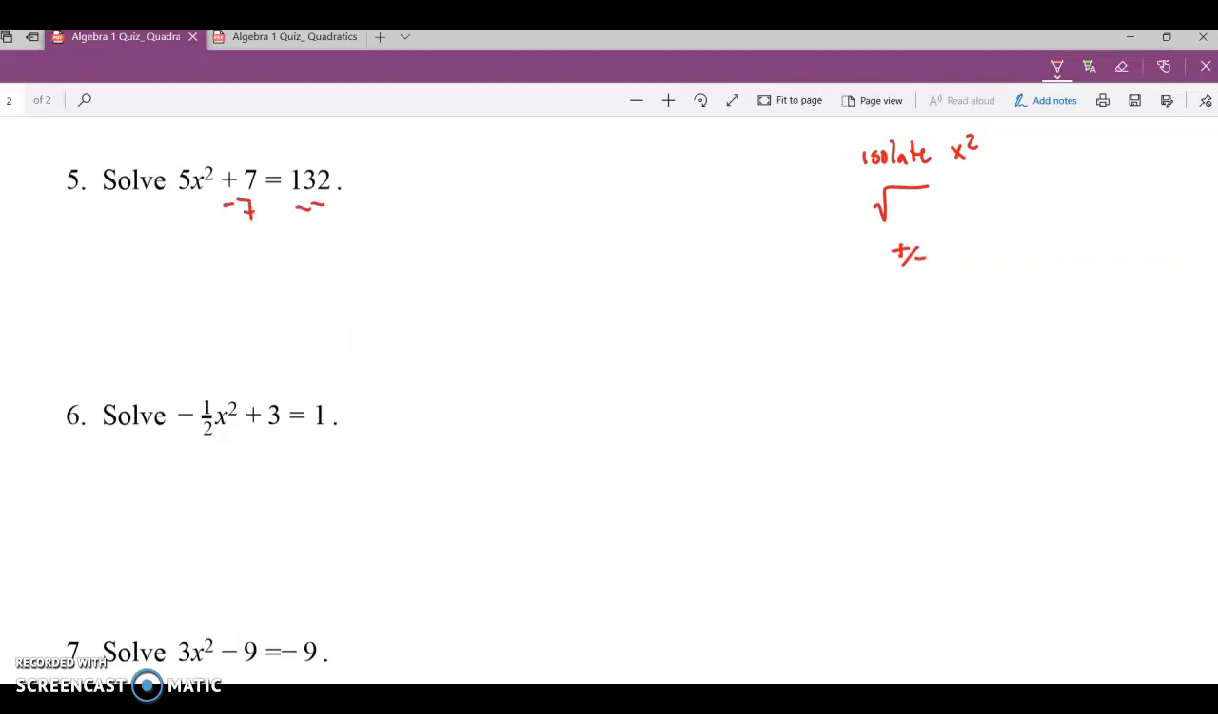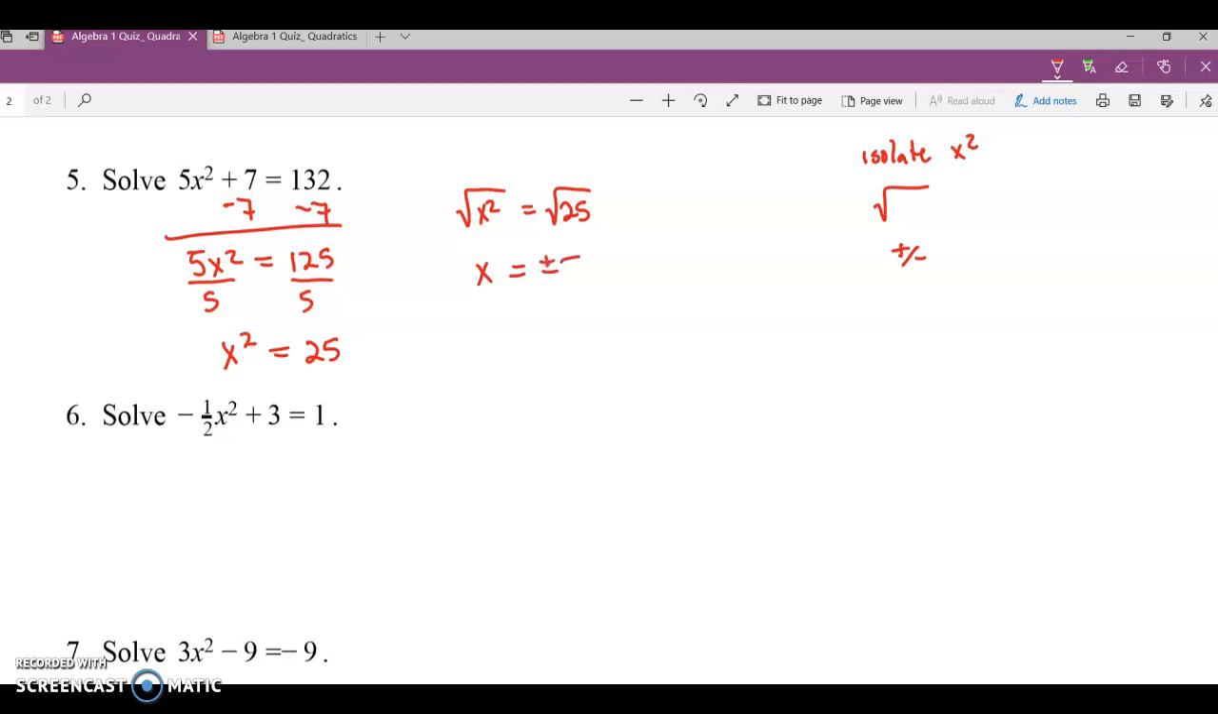So I'll subtract 7 from this first one. 132 minus 7 is 125. I'll divide by 5. X squared equals 25. That's nice. It's a perfect square. I'll take the square root of both sides. Radical x squared is x. Radical 25 is 5, but I have to remember my plus or minus. So x could be positive 5 or negative 5.